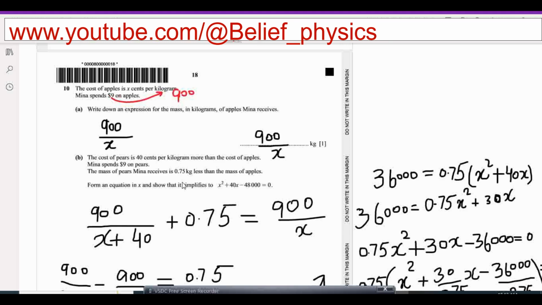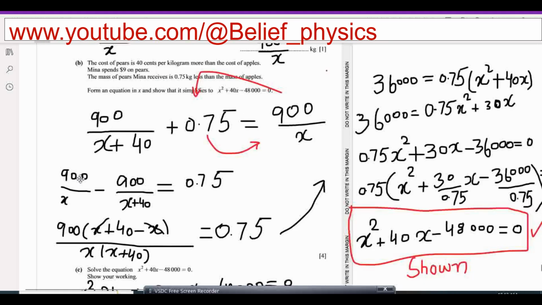And the mass of pears is less than this, so when less, we have to add this. When we add this, it will equal the mass of the apples. Now we have this equation, and we have to simplify it. So shift this 900 to here and 0.75 to here, and this 900 can be taken out.